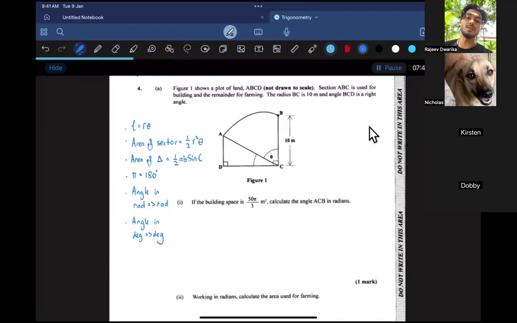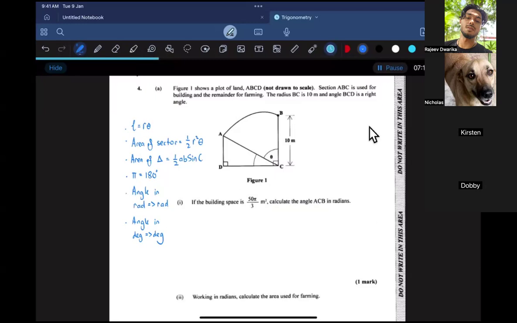Figure 1 shows a plot of land ABCD, not drawn to scale. Section ABC is used for building and the remainder for farming. The radius BC is 10 meters and angle BCD is a right angle. If the building space is 50 pi over 3 meters squared, calculate the angle ACB in radians.